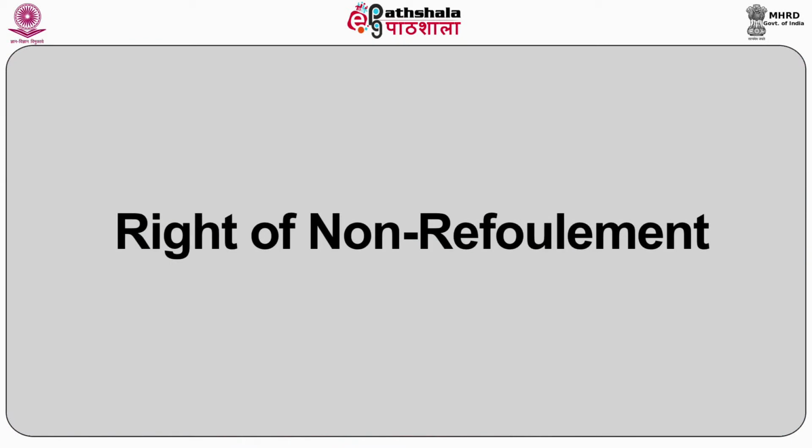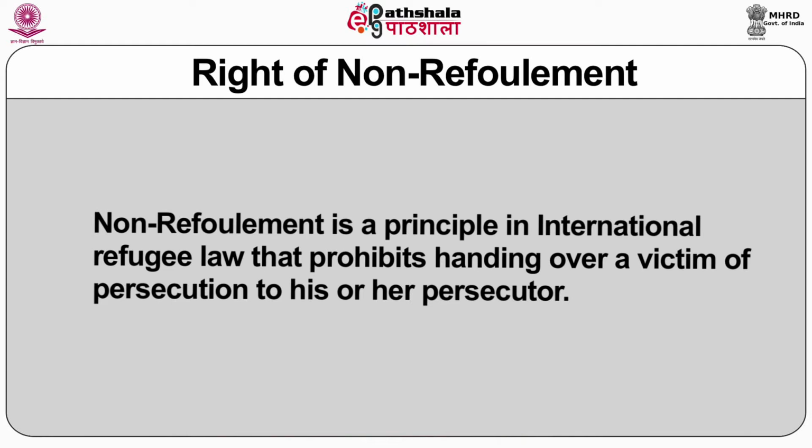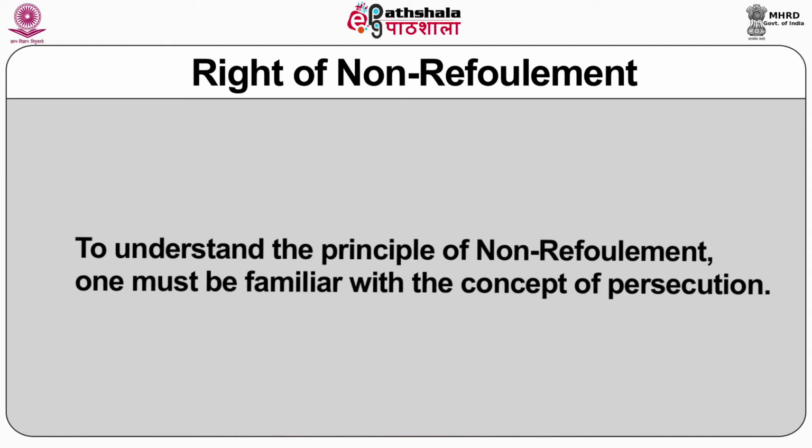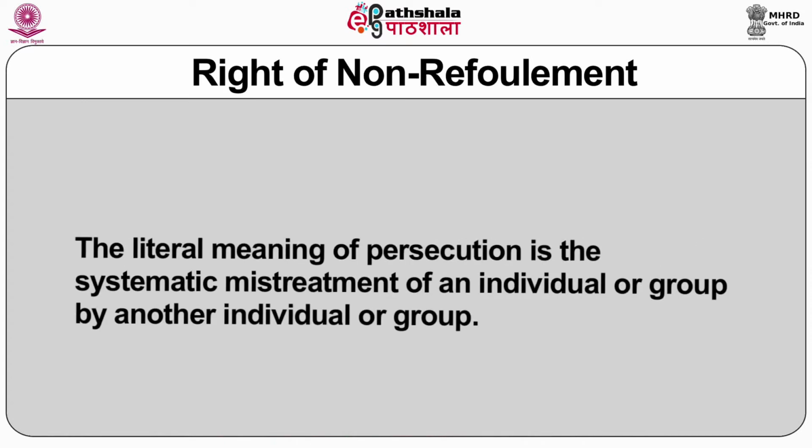Right of non-refoulement. Non-refoulement is a principle in international refugee law that prohibits handing over a victim of persecution to his or her persecutor. To understand the principle of non-refoulement, one must be familiar with the concept of persecution. The literal meaning of persecution is the systematic mistreatment of an individual or group by another individual or group.